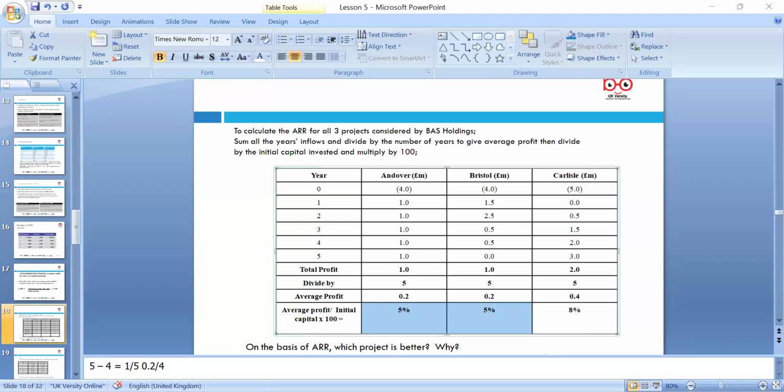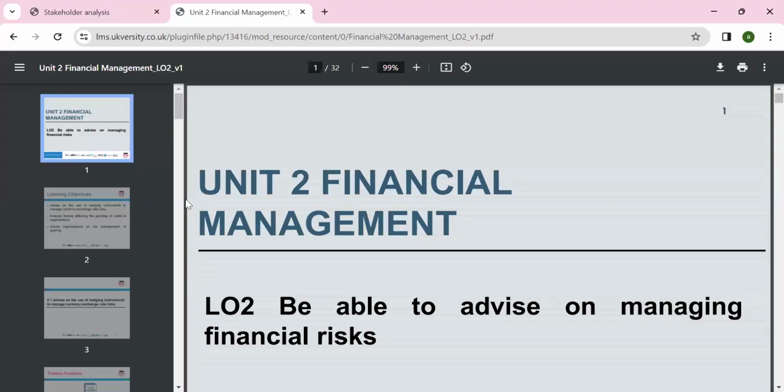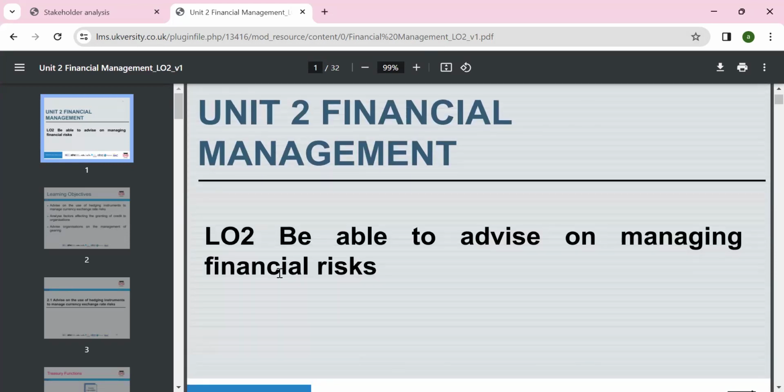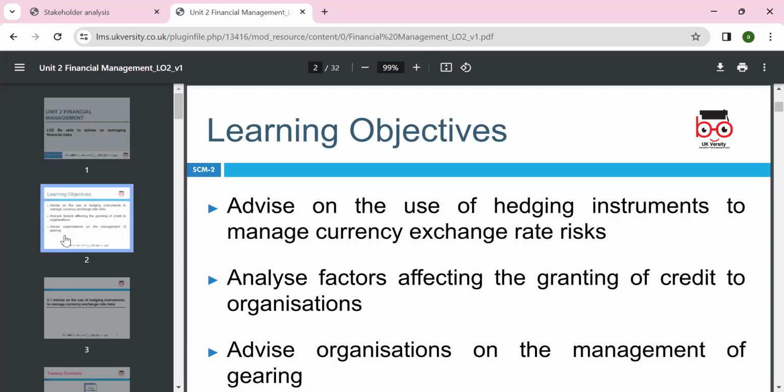Okay. So today's lesson is we look at the unit. Brilliant. So LO2, be able to advise on managing financial risk. We said in the previous lesson, risk means probability. It's the chance of happening. High risk, high return. We use the word beta, the higher the risk factor. Use hedging. Hedging means protection against foreign currency.